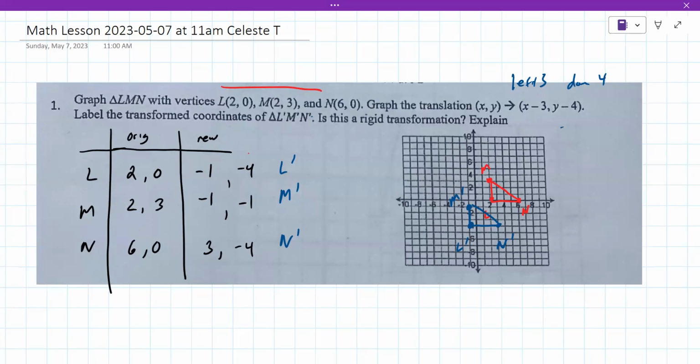Now, is it a rigid transformation? I actually need to look that up because I have no idea what that's referring to. Let's take a look here from the internet. Okay, so if it preserves the size and the shape, yes. So there are 3 types of rigid transformations. This is all from the internet here.